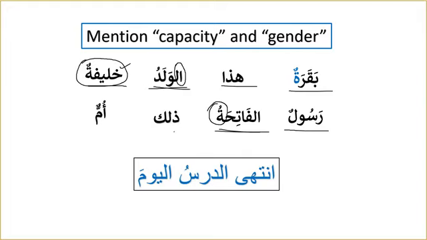And then we have Dhalika. What about Dhalika? Proper noun. Okay, and then we have Ummun. Feminine, common noun. Excellent.